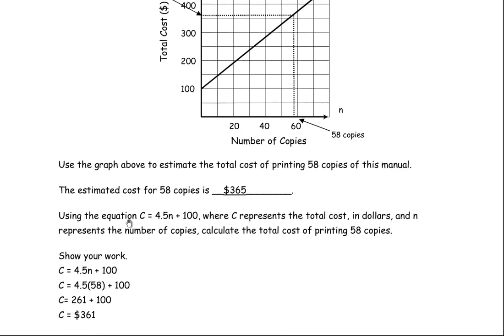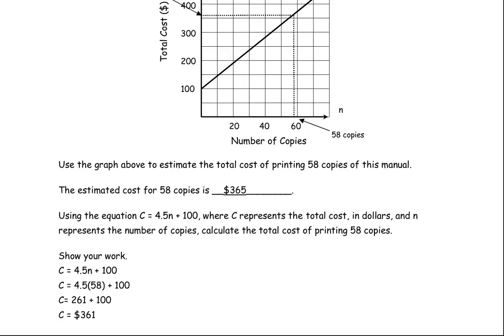Next it says using the equation, so they actually give you the equation now, C equals 4.5n plus 100, where C represents the total cost in dollars, and n represents the number of copies. Calculate the total cost of printing 58 copies. So we would put the 58 here in place of n in the formula. So we would go 4.5 times 58. Remember your BEDMAS, you've got to multiply first before you add the 100.